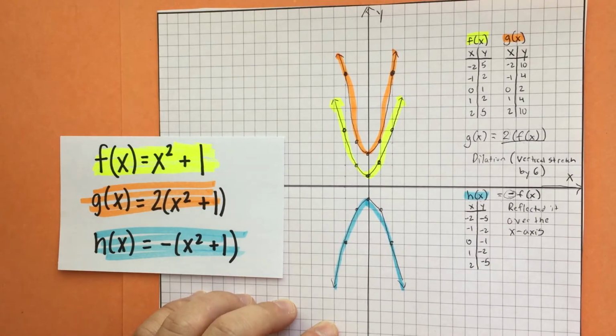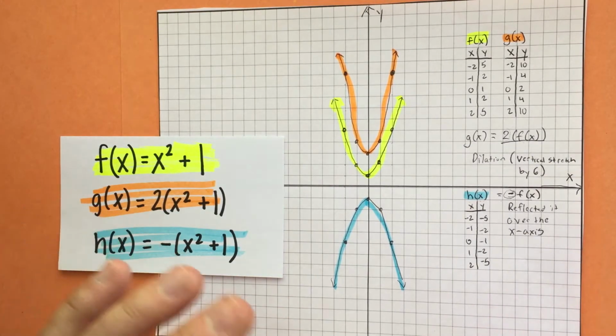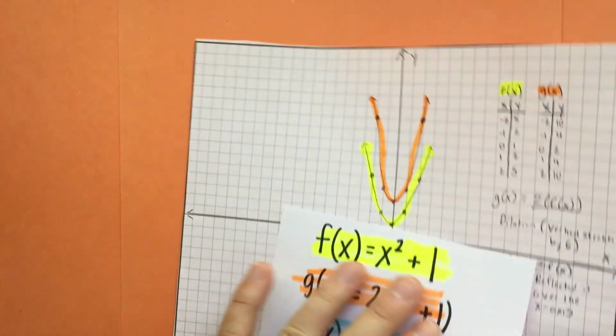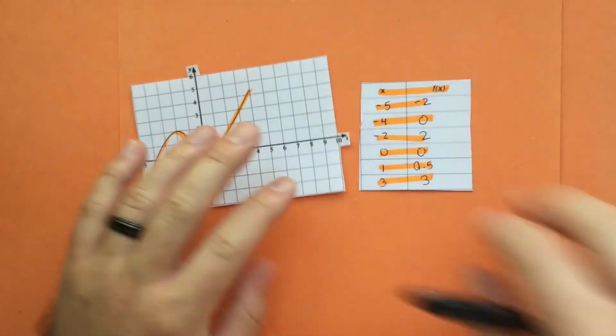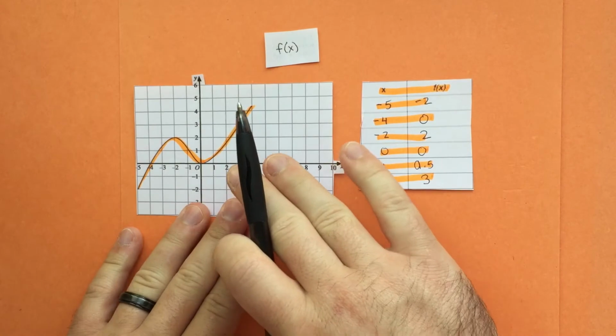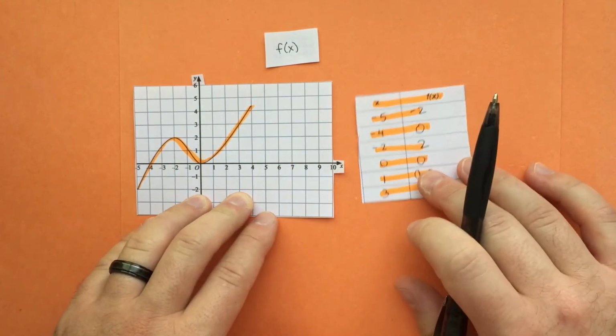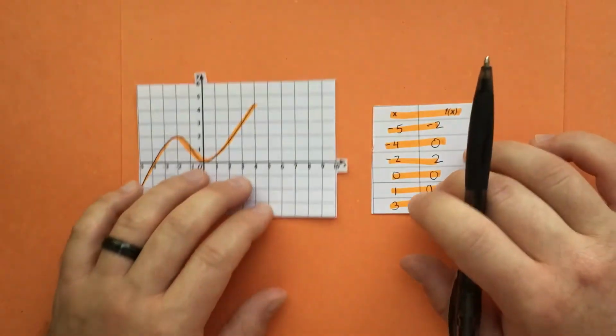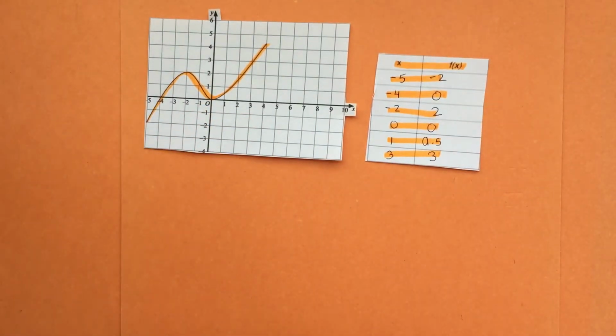Now we're going to look at some different representations separately to try to figure out what is going on here. So we're going to look at f of x here in a more general fashion. So this is f of x. I've created my graph, and I also have some values from my graph right here. We're going to try to figure out what is going on.